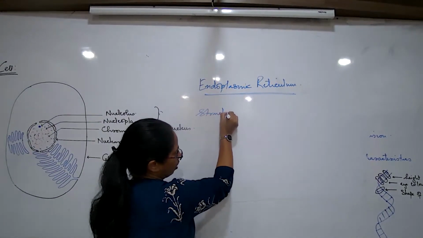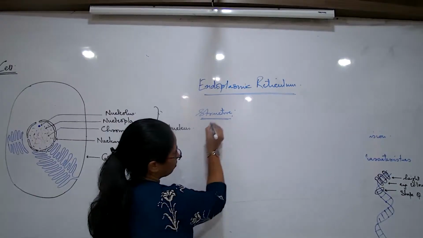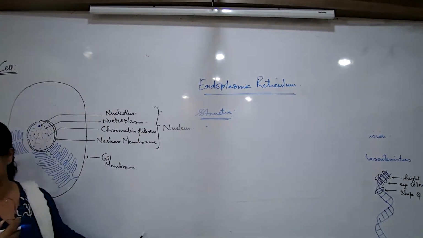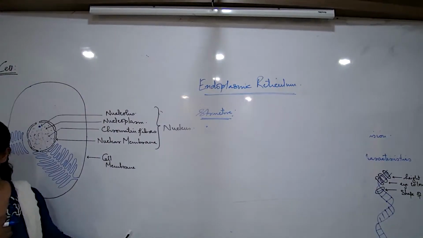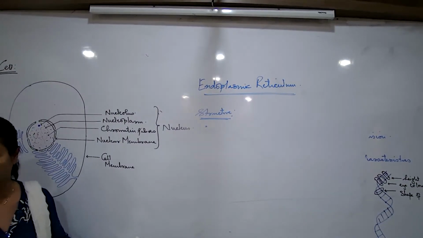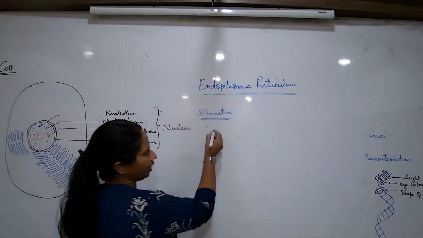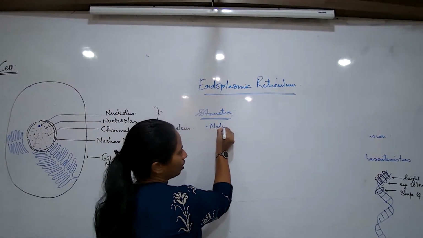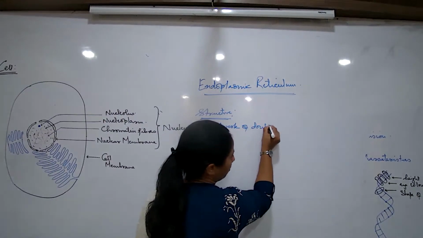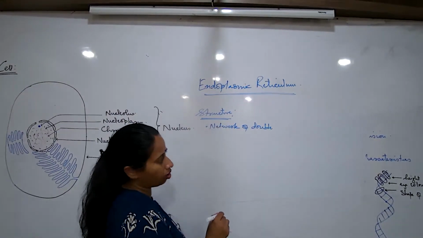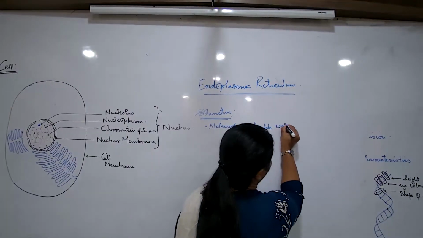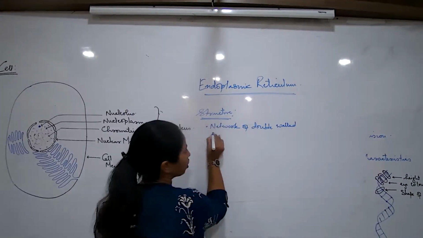About the structure, what is the first feature to remember? The endoplasmic reticulum is double walled. It is a network of double walled tubular structures. So all over, it is a network of double walled tubular structures. Always remember this, for fill in the blanks and statement answers. Network of double walled tubular structures.